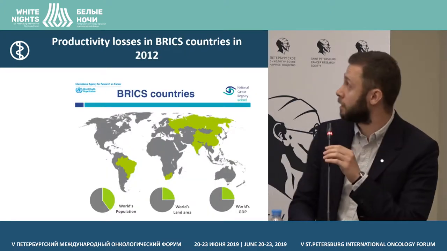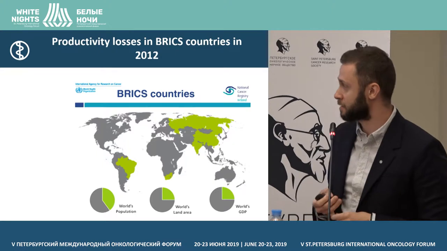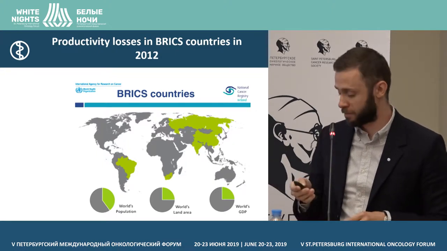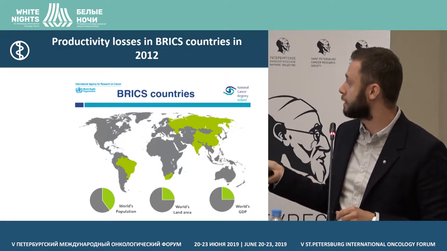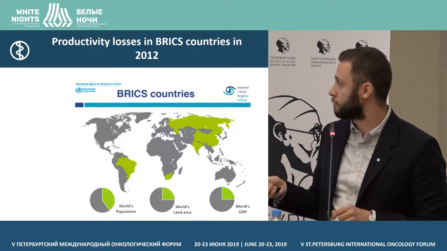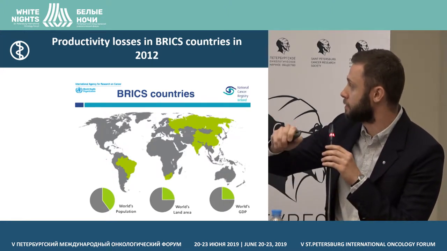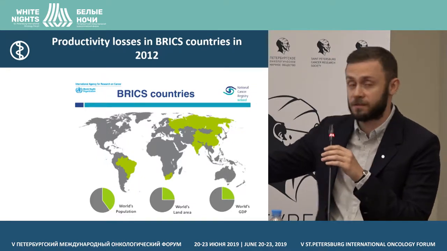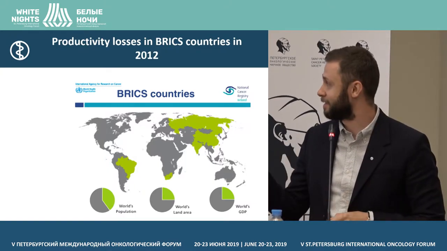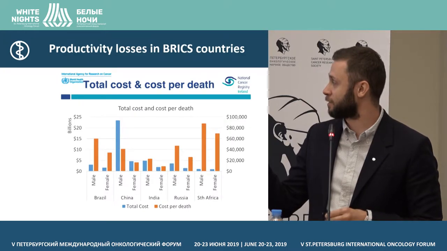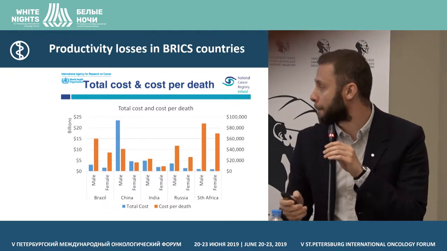Another study, which was also published last year by a co-author of our work, Alison Pierce, is a study about the productivity losses in BRICS countries. In huge economies: South Africa, Brazil, India, China, and Russia. It was a cross-sectional study, and it was showing the total costs and costs per one death. You can see they are quite different.